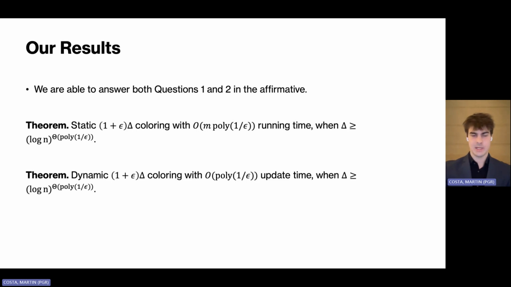And we can essentially get a dynamization of this result where we can maintain such a coloring in constant update time, once again, where the maximum degree of the graph is some sufficiently large polylog quantity. And the reason for this lower bound is essentially that we need enough concentration for the probabilistic analysis to go through.